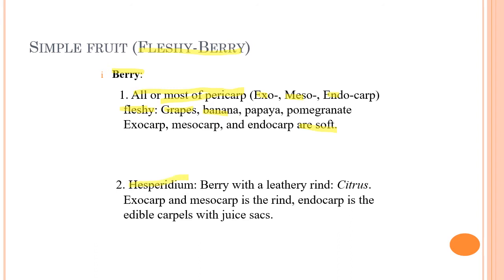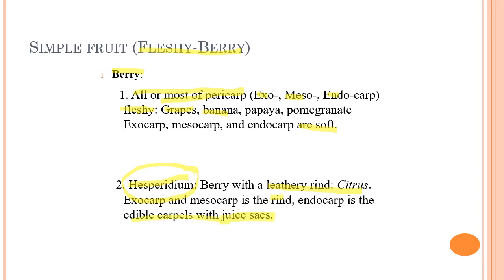Hesperidium is a kind of berry fruit. Hesperidium is a berry fruit, but it has a leathery rind, and this is only in citrus. So any citrus is Hesperidium. They are also berries, but they are a different kind of berry. They are called Hesperidium, where there is a leathery skin on the outside. The exocarp and the mesocarp make up the rind, and the endocarp is the edible juice sacs.